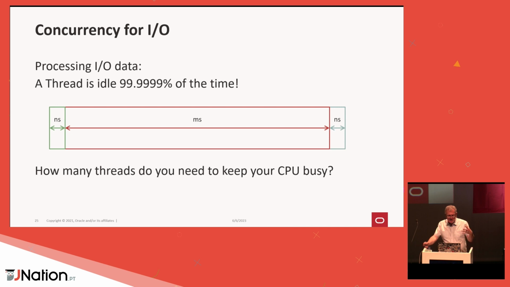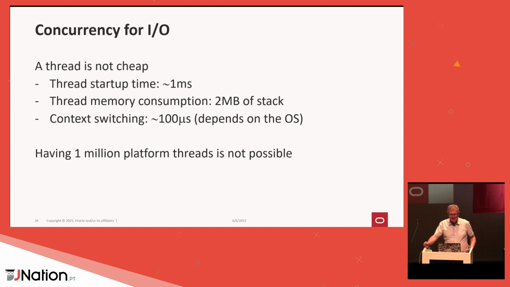A thread in Java is a wrapper on a kernel thread. A kernel thread takes about a millisecond to launch and consumes about 2 megabytes on the stack. There are good reasons for that: you want a contiguous zone of memory. So yes, the allocation is 2 megabytes upfront. If you want to launch a million threads, it will take you 1,000 seconds, which is between 15 and 20 minutes. That's probably not really what you want.